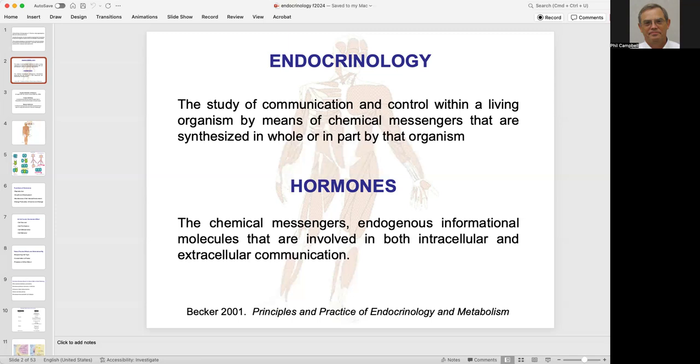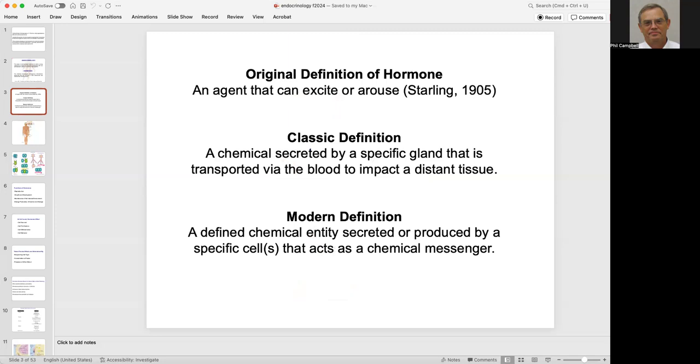Next, those chemical entities are referred to as hormones. They are responsible not only for cell-to-cell communication, but for communication within a given cell. I want to talk about the history of endocrinology and what it is and how it's evolved over time, and some aspects of which haven't changed.